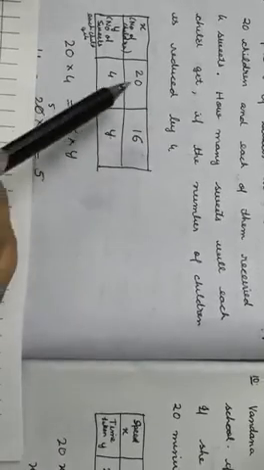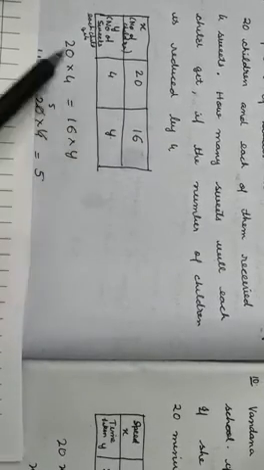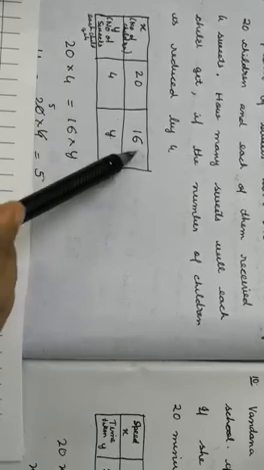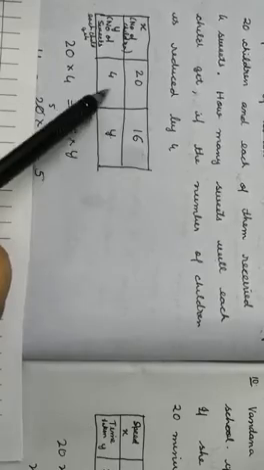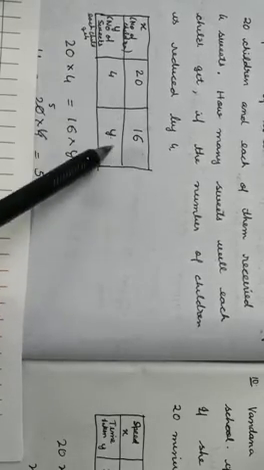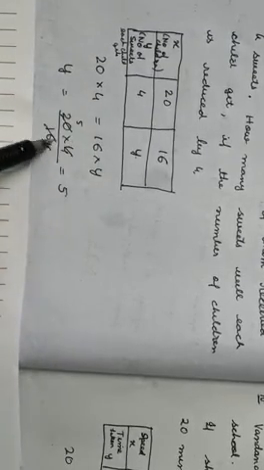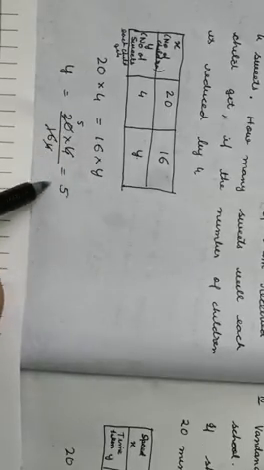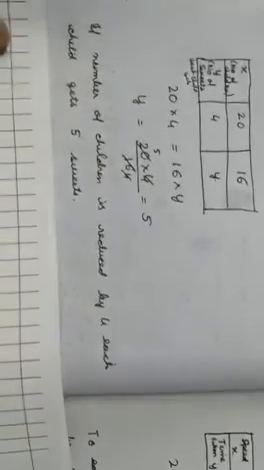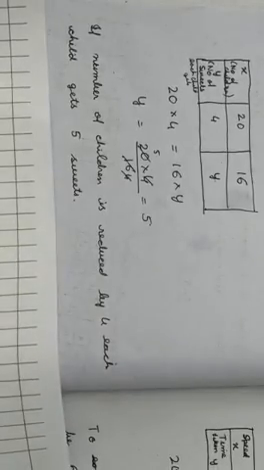Here we can say that 20 into 4, remember X into Y should be constant. For inversely proportional quantities, X into Y should be constant. So 20 into 4 should be equal to 16 into Y. So now we have Y is equal to 20 into 4 divided by 16. This is easily coming out to be equal to 5. So your final answer is that if the number of children is reduced by 4, each child gets 5 sweets. This is how it is to be done.